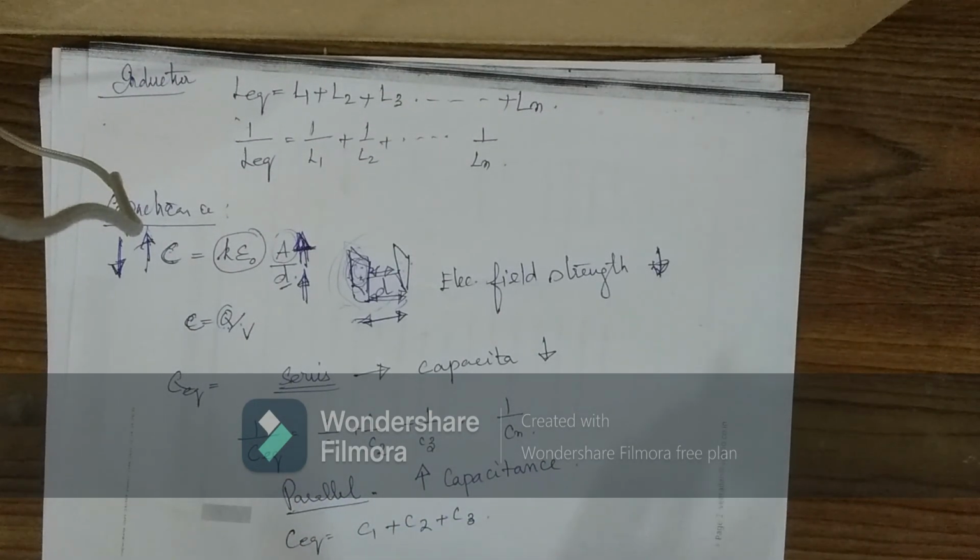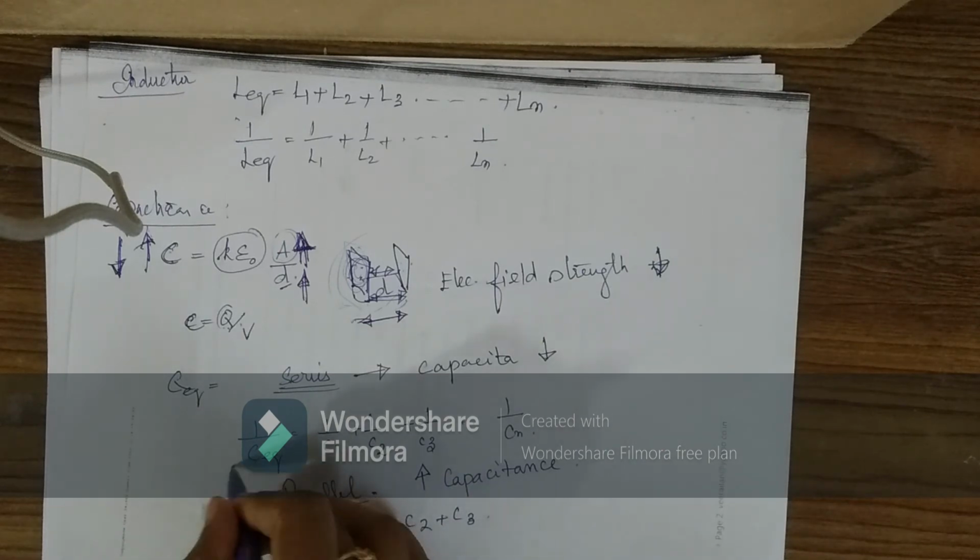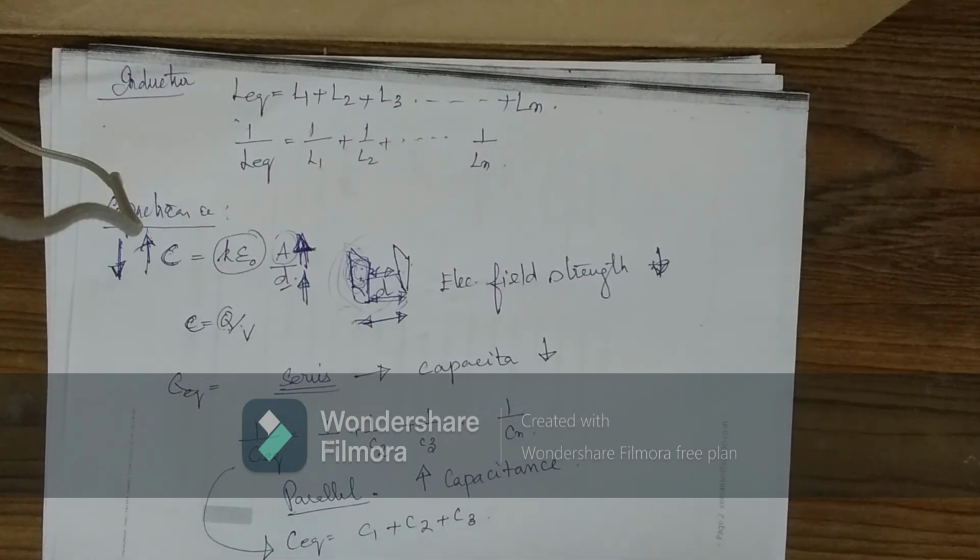This is about the series parallel connection of a capacitor. But what is the reason behind this? The relation is just opposite to your resistor. Why is it like this? Let's see with the picture.